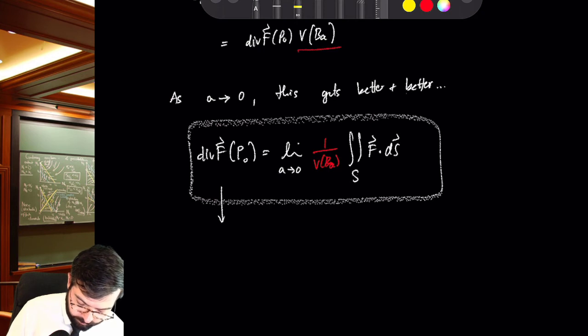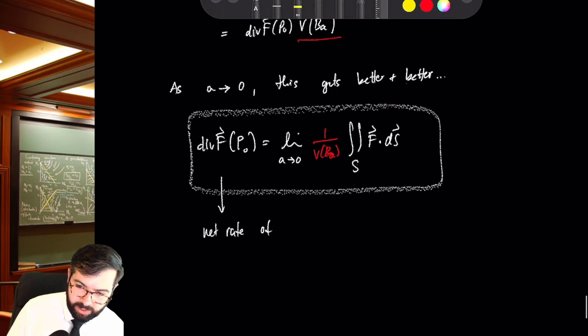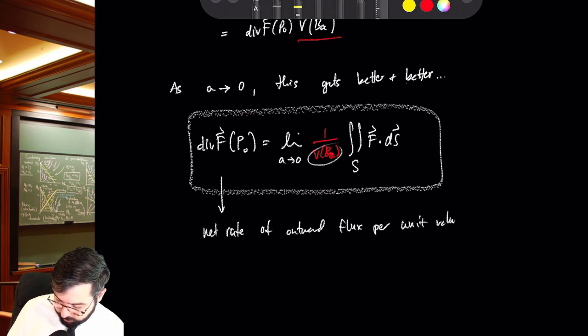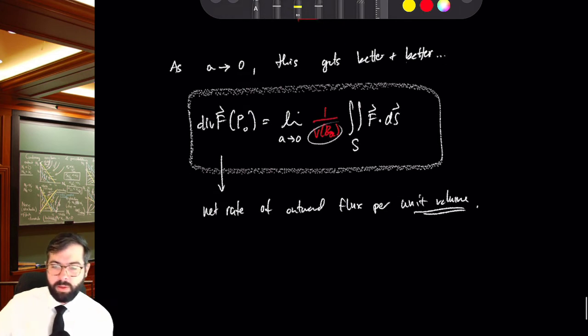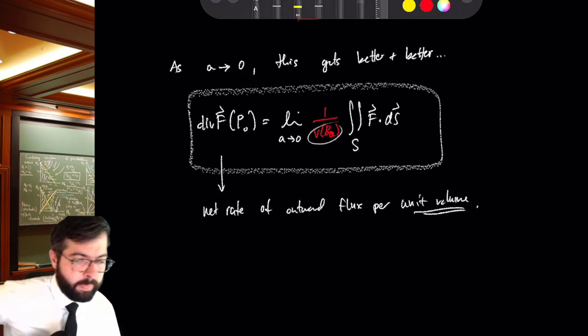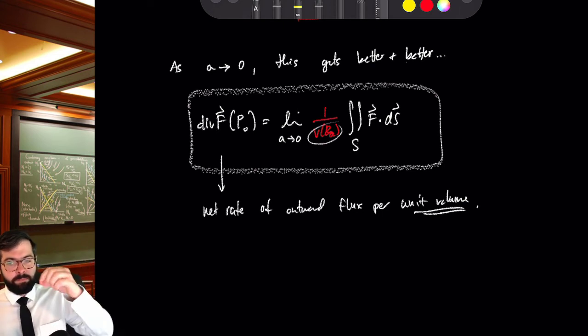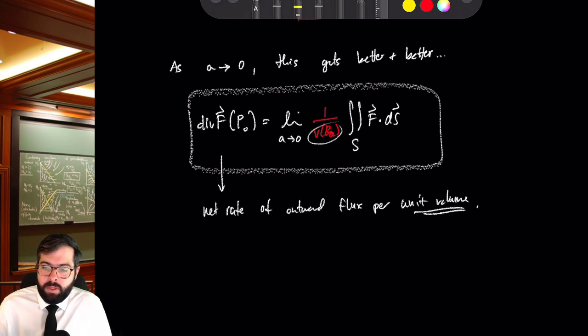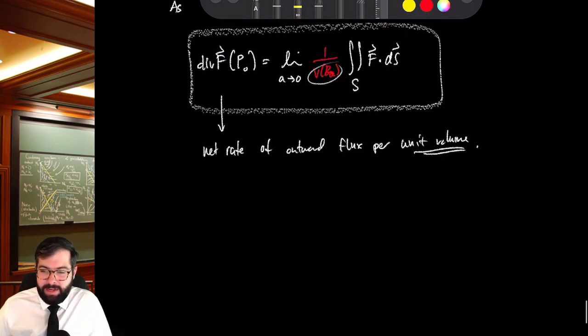So this gives us the net rate of outward flux per unit volume. That comes from here, per unit volume. And this is why we call it divergence. Okay, so you take the flux integral, and we divide it by unit volume of this tiny neighborhood around each point. And so that's where that name divergence comes from.